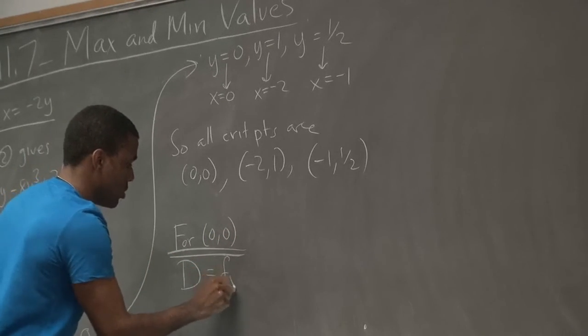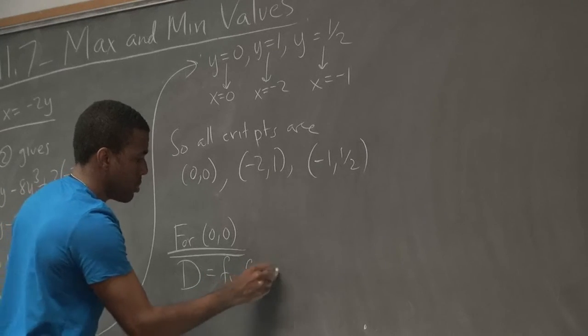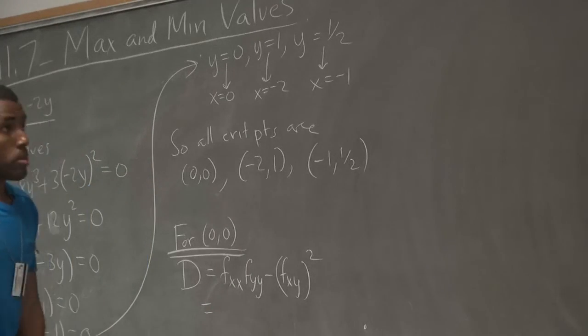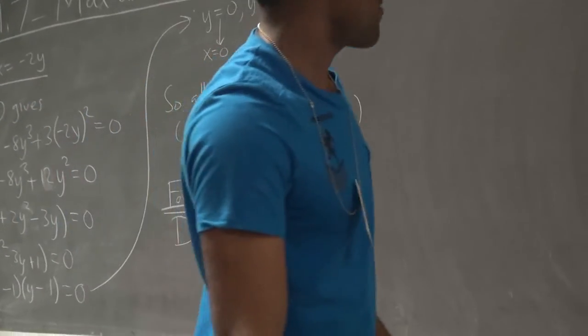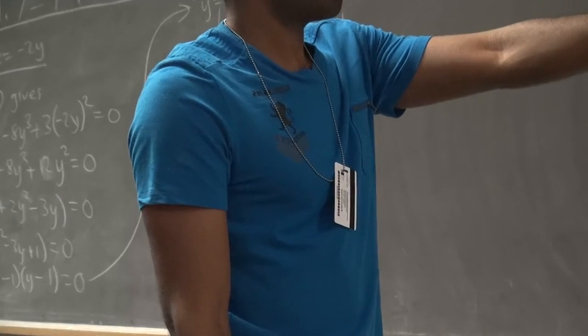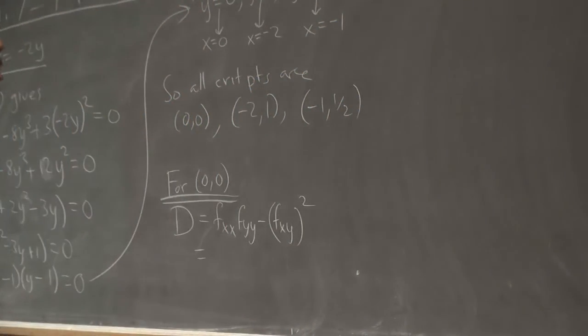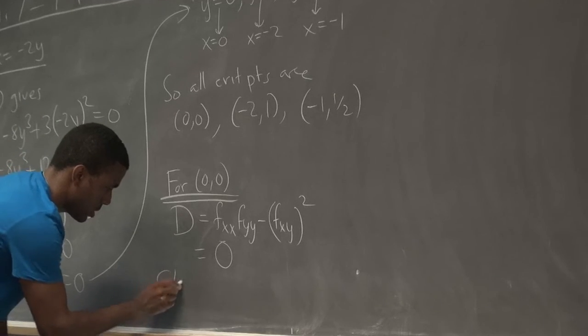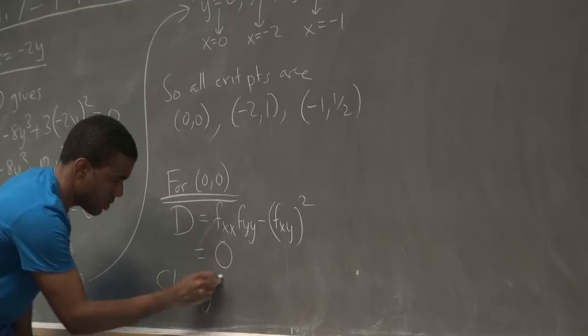For the origin, D would be fxx times fyy minus fxy squared. If I'm at the origin, fxx is 6x plus 6y, everyone's 0. So how do you know if it's a max or a min? What's the original thing? Classify later when I get to the original thing.